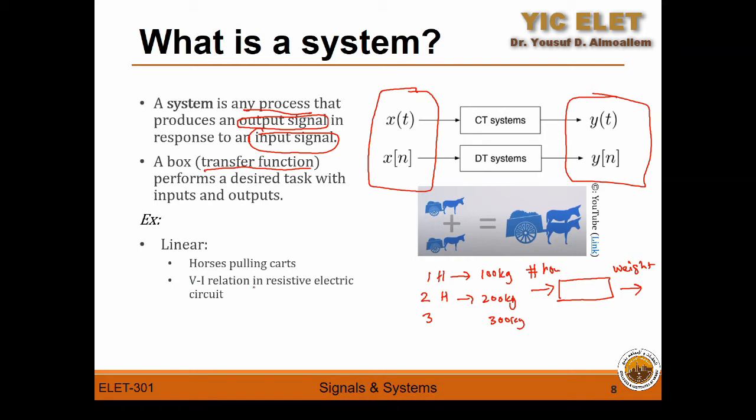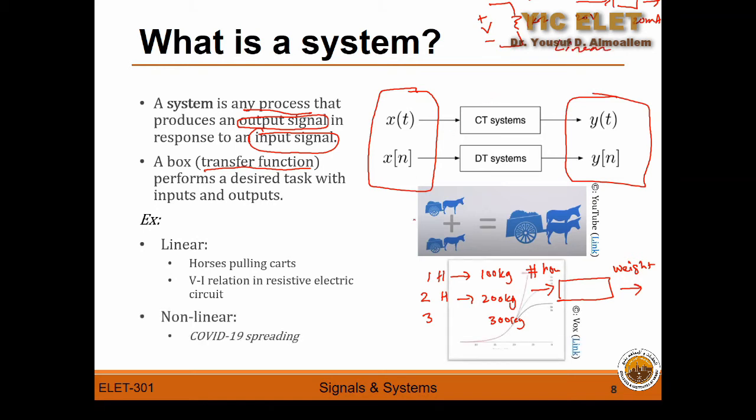Similarly, if we're talking about the VI relationship on circuits, if we are monitoring the current while applying some voltage, and the resistance, let's say it is 1 kilo ohm, then applying 10 volts at the input will produce an output of 10 milliamps. Applying 20 volts will produce 20 milliamps. So again, this is a linear system.